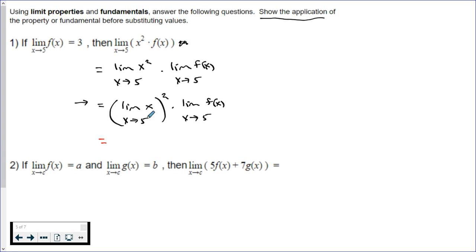So you're like, all right, what's the limit of x as x goes to 5? Well, that was the second limit fundamental. The limit of x as x goes to 5 is just 5. So then you have 5 squared. And then the limit of f of x as x goes to 5, that was given to you in the problem. That's just 3. And so your answer is 75.